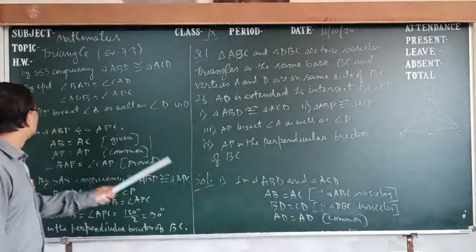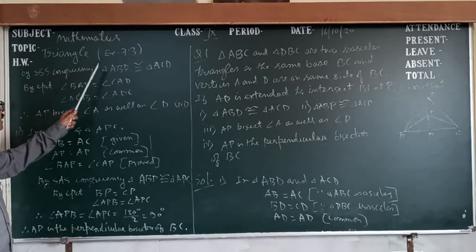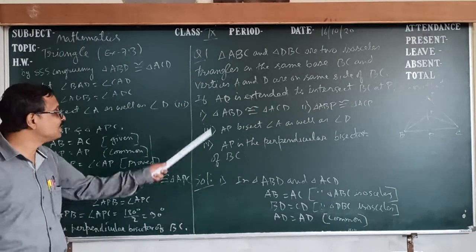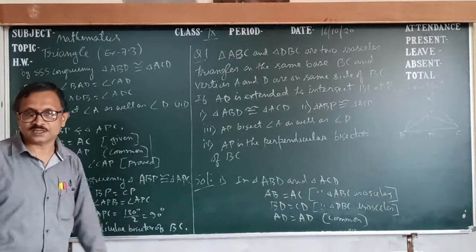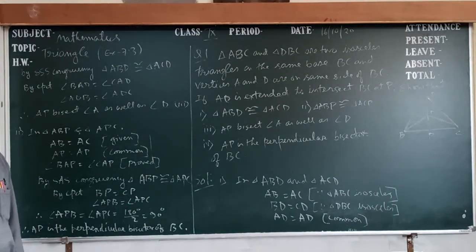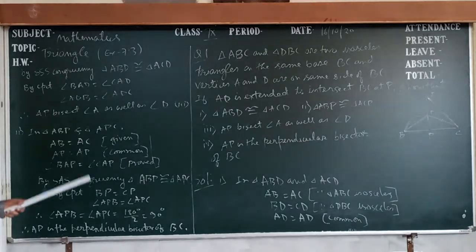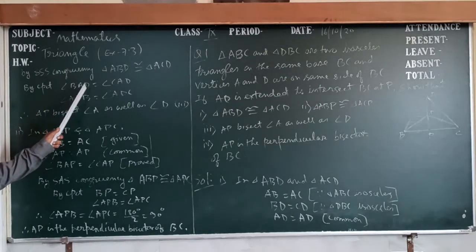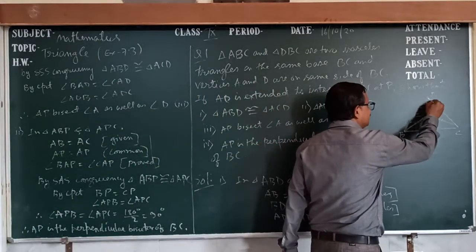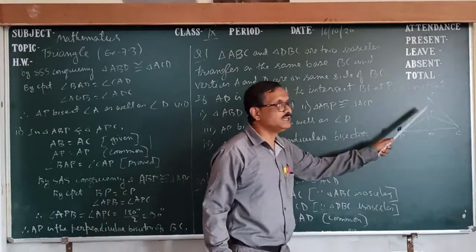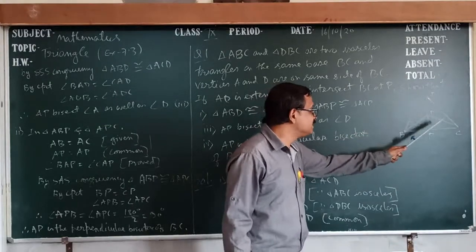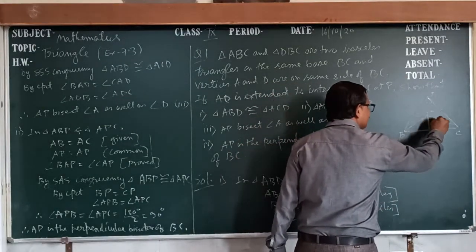So what is the rule? By SSS congruency, triangle ABD is congruent to triangle ACD. So we have proved the first one. Now, as these two triangles are congruent, by CPCT, the corresponding parts of congruent triangles, angle BAD and angle CAD are equal, and angle ADB and angle ADC are also equal.